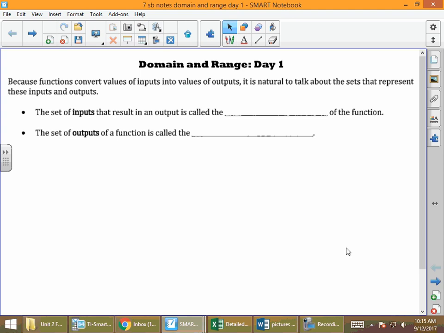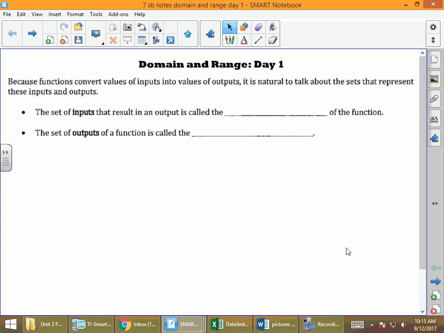Today we're going to talk about domain and range, and specifically we're going to look at the domain and range with respect to a graph. But we need to review a real quick couple of concepts.